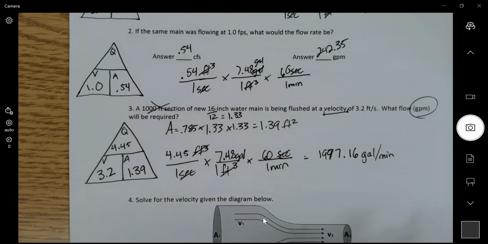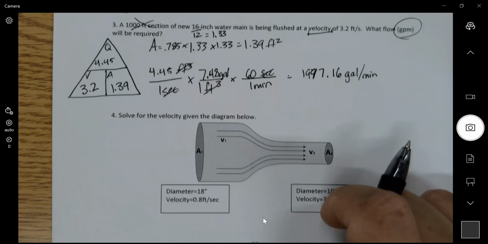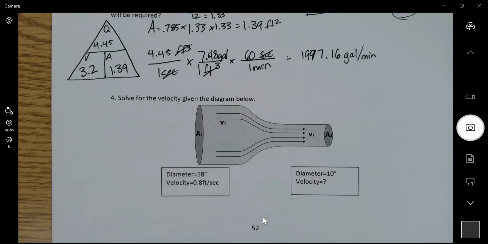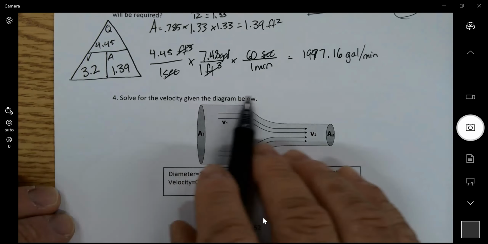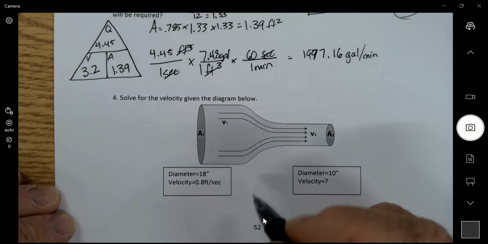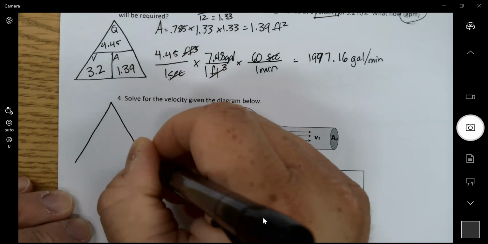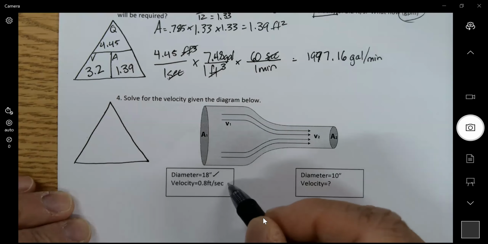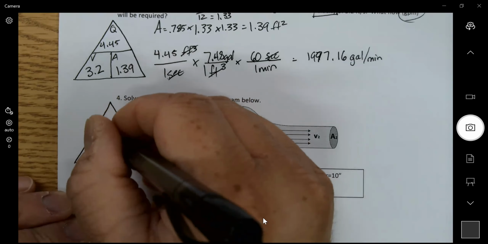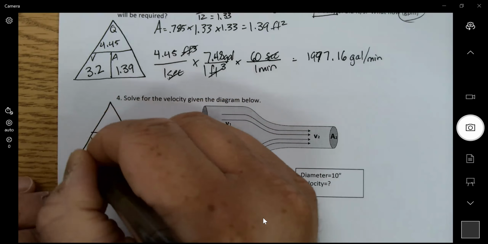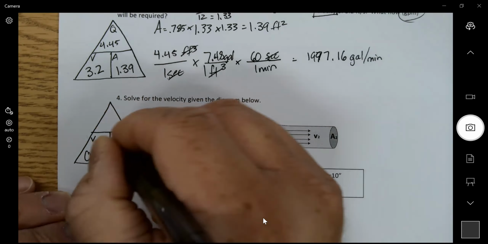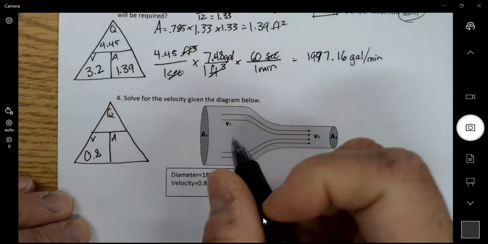All right, we've got one last question and then we are done. Okay, so number 4 is not as hard as you made it out to be, maybe. Okay, so solve for the velocity given the diagram here. First off, I have a diameter, I have a velocity. So this is a QVA question. The V I already know is 0.8. Area I don't know, but I can solve for it, correct?